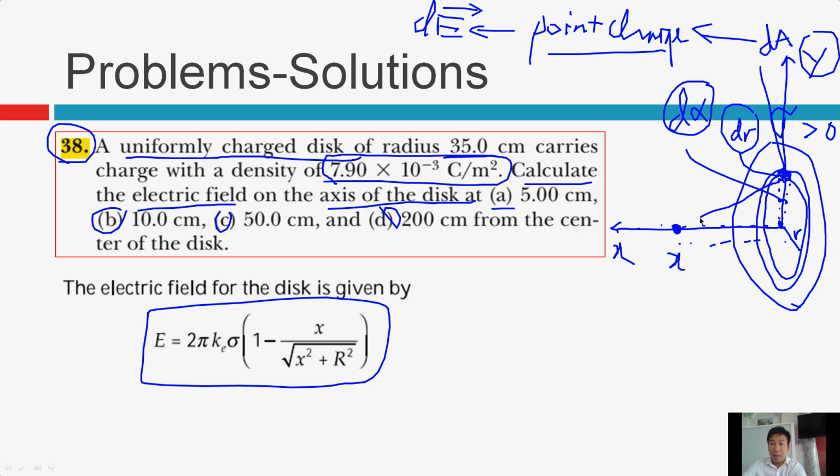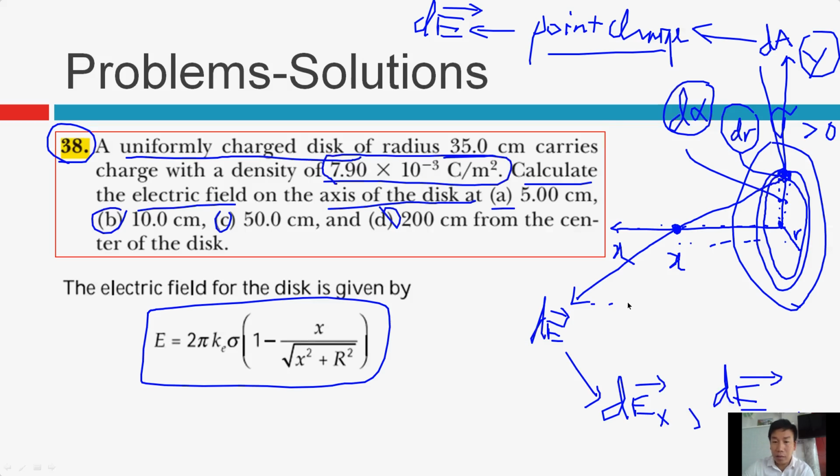Then look at it. First of all, we need to determine dE. Okay. And as you know, you can split dE into two directions, dEs and dEy. Okay, try to find this dEy. This is dEy, and this one dEs.